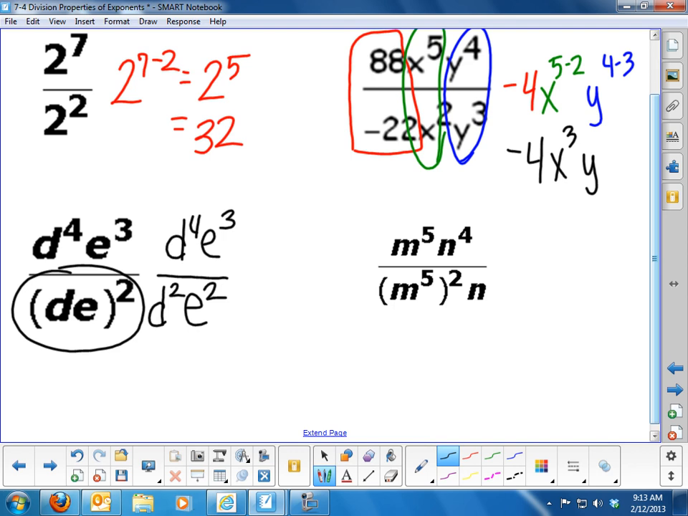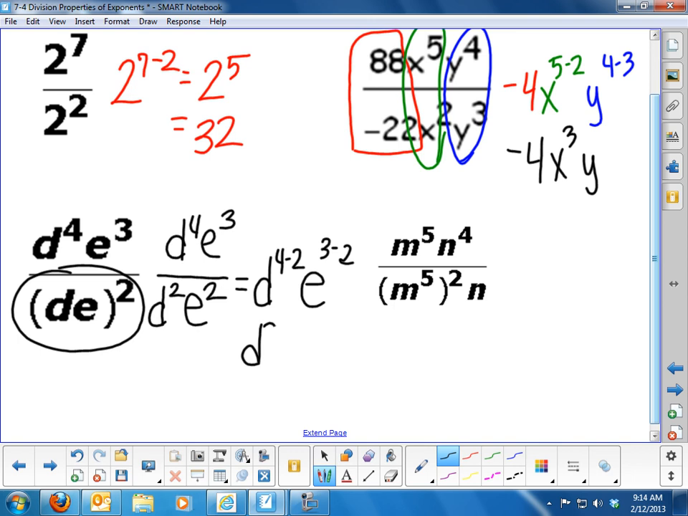Now that I've taken care of that multiplication property first, now I'm going to finish with my division property. So I keep my base of d, and I'm going to subtract my exponents, 4 minus 2. Next to that, I'm going to have my e with 3 minus 2.